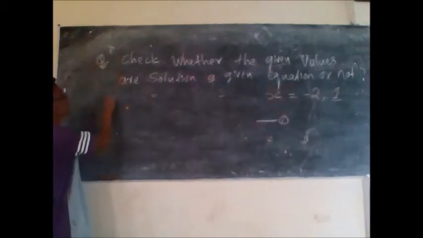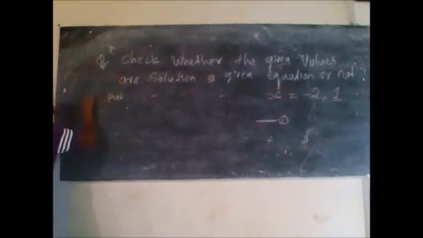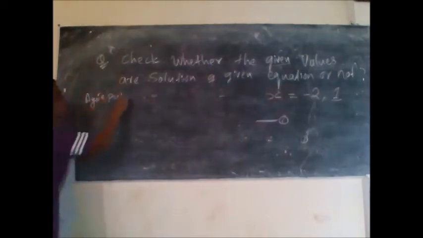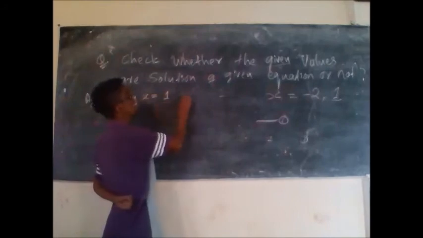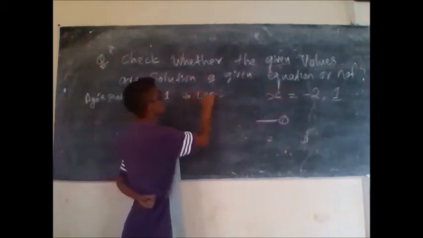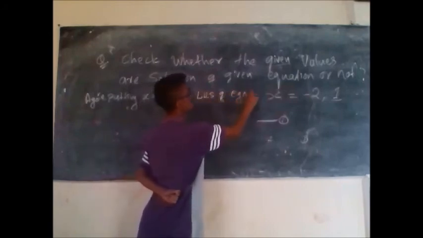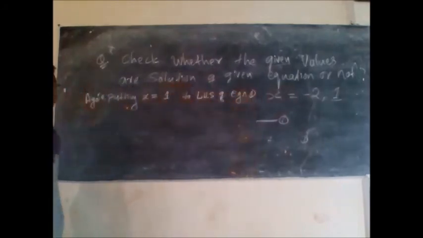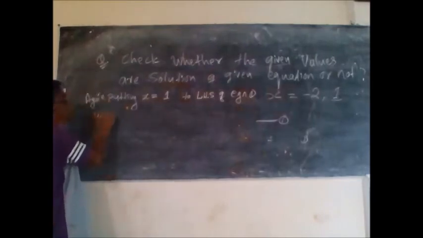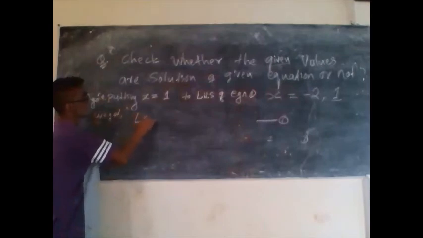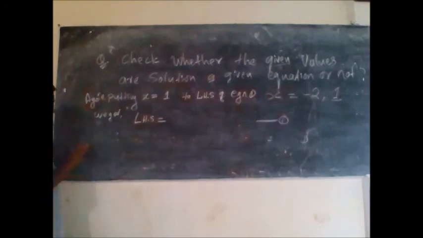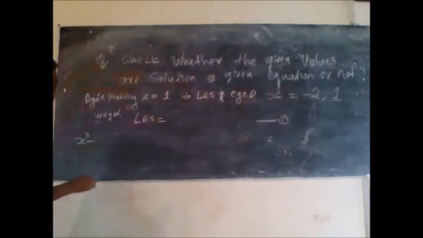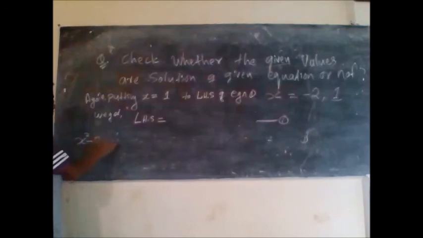Next, again putting x equal to 1 in the left hand side of equation 1, we get x square minus 3x plus 2.